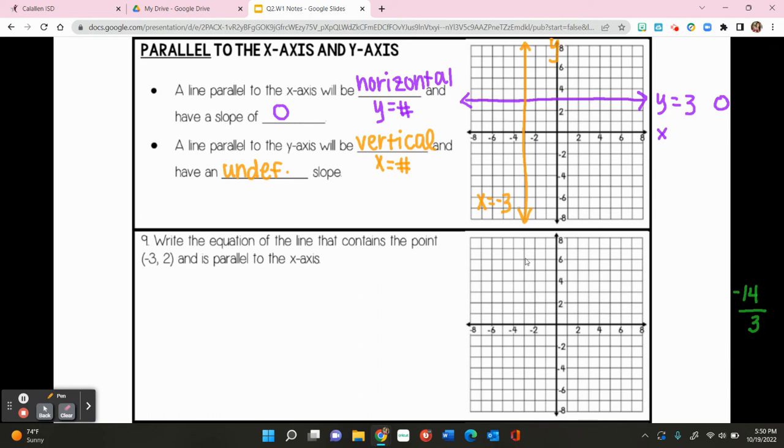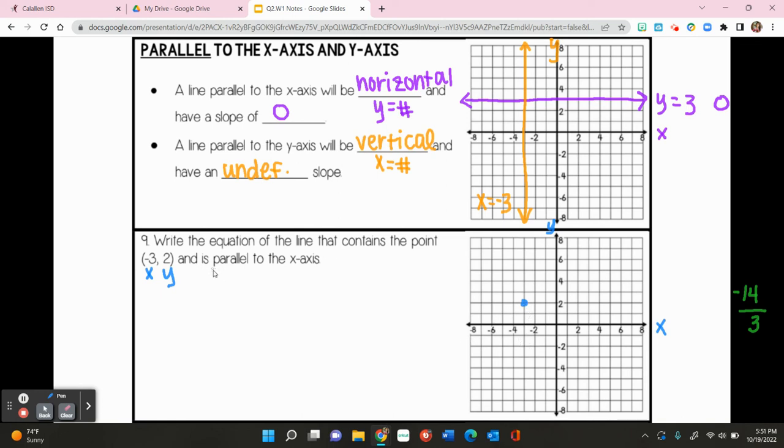This is the y-axis. So number 9 says, write the equation of the line that contains the point -3, 2, and is parallel to the x-axis. So the first thing I'm going to do is plot this point, -3, 2. Here's my x value, here's my y value. Here's my x-axis, here's my y-axis. From the origin, I'm going to go to -3 on my x-axis because that's my x value, and then I'm going to go up to 2. So here's my point, -3, 2.